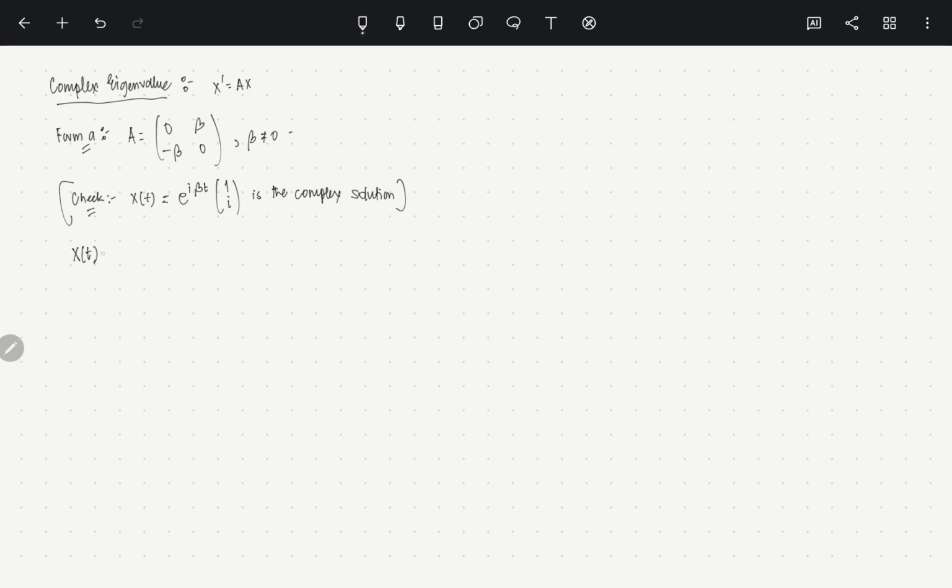x of t is c1 times x1 of t, which is, let me write it, cosine beta t minus sine beta t, plus c2 times sine beta t and cosine beta t. Okay, that's your x of t.